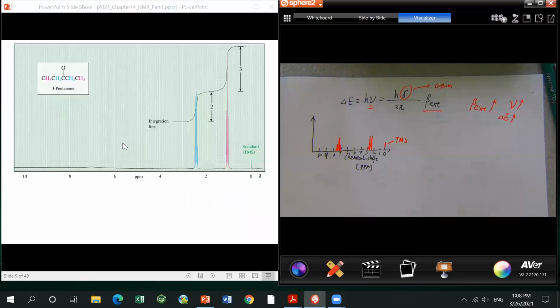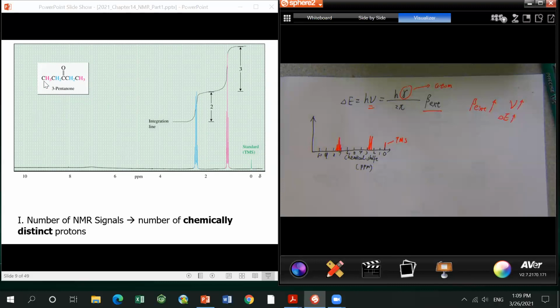So what kind of information can be provided by proton NMR? That's a lot of information actually. Let's go through them one by one. First, the number of proton signals. That tells how many different kinds of protons there are. We call them chemically distinct protons.